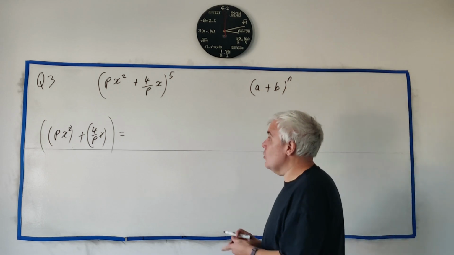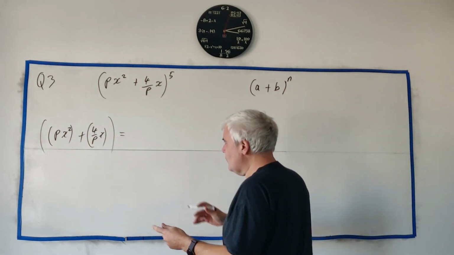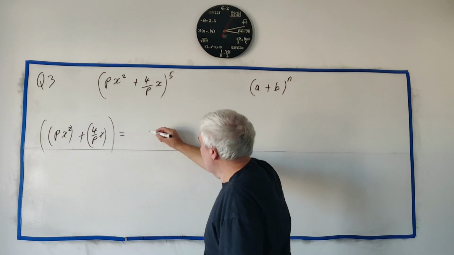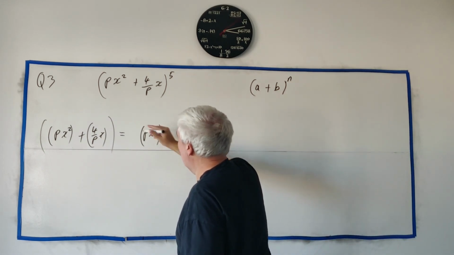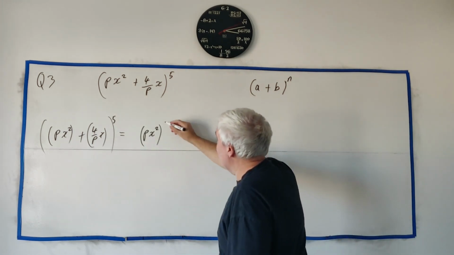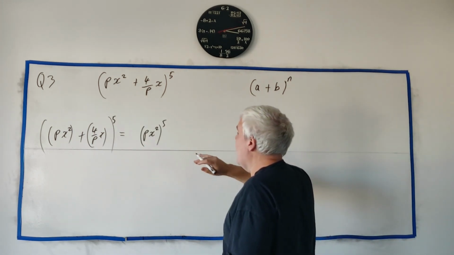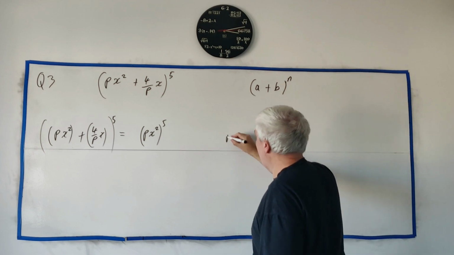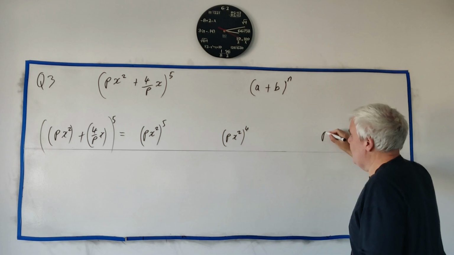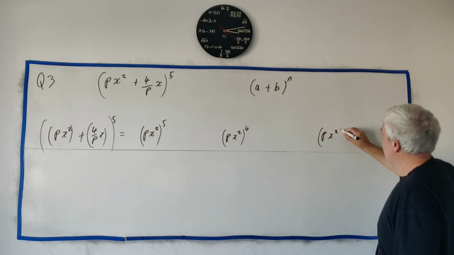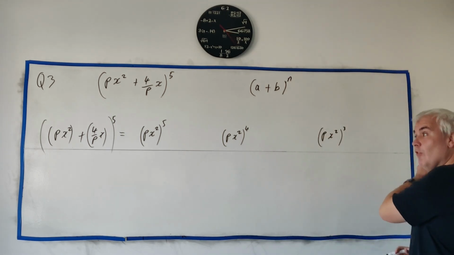What it really says is take one of these terms. Usually we just start with the first one, in this case px squared. And that's to the power of 5. Then next we'll have px squared to the power of 4, and then px squared to the power of 3. It goes down like that.